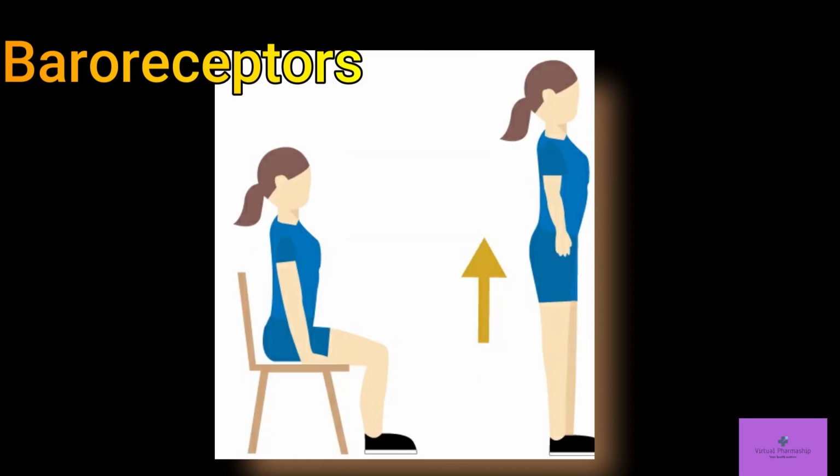When blood pressure decreases, for instance when you sit for a long time and you suddenly stand up, the baroreceptors try quickly to activate the CAC and VMC to increase the blood pressure to prevent orthostatic hypotension.